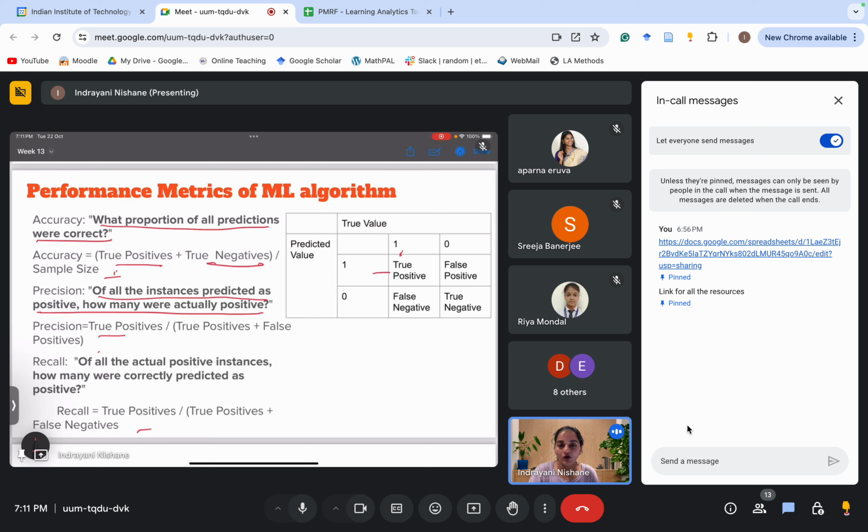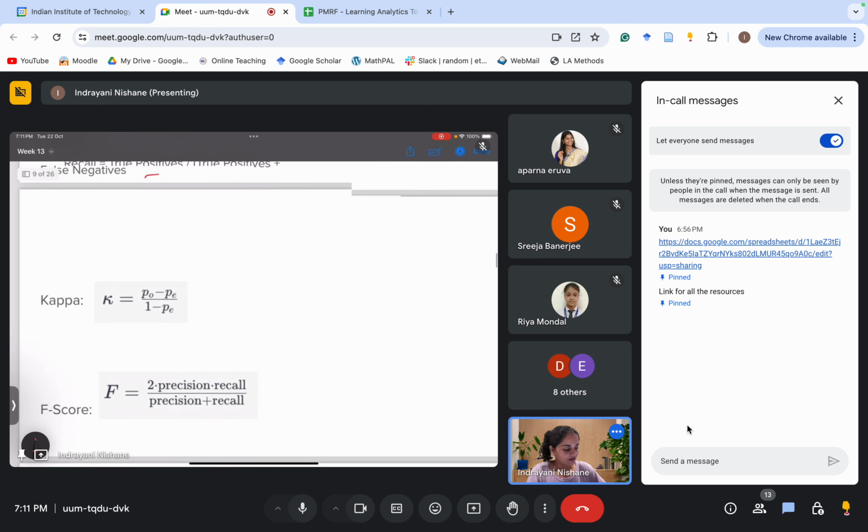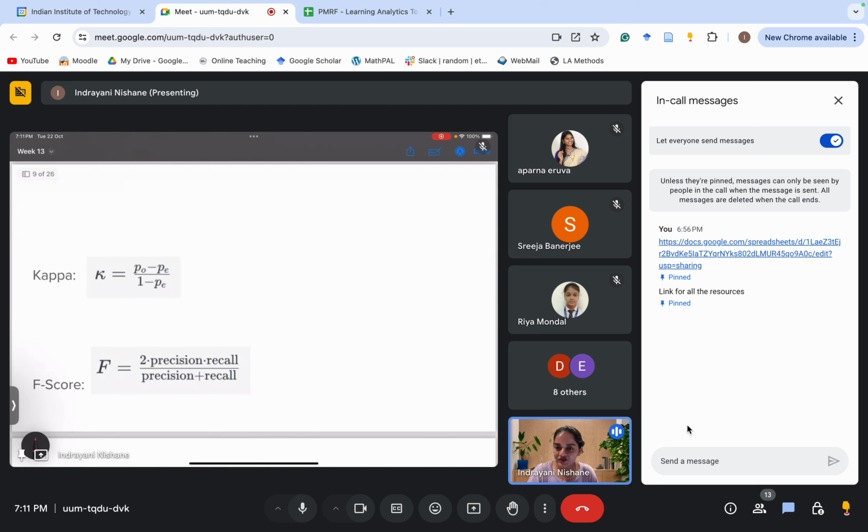All the formulas will be based on this table, the prediction value table. This is also called the confusion matrix. Based on this confusion matrix, you will be able to calculate accuracy, precision, recall, as well as kappa score and F score.